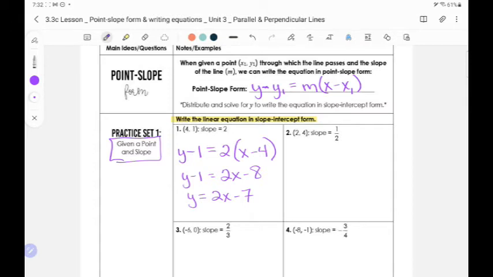So I'll do one more with you, and then we'll just continue. Looking at number 2, we can do the same thing. We have the point 2, 4, and the slope is 1/2. So I say y minus the y in the point equals the slope times x minus the x in the point. Then we distribute. So we get 1/2 x minus 1/2 times 2 is just 1. And then we add 4 to both sides. 4 minus 1 is 3, so we get plus 3. So the answer is y equals 1/2 x plus 3.